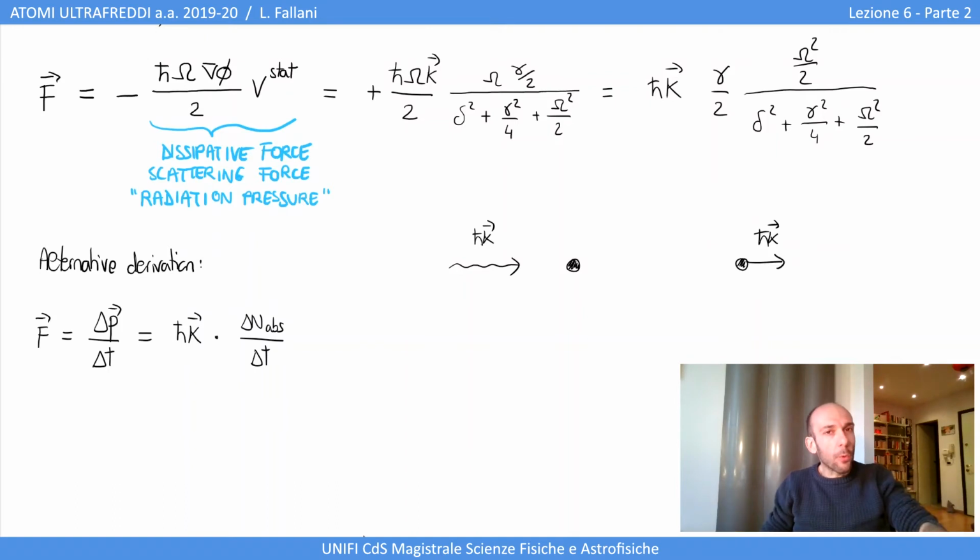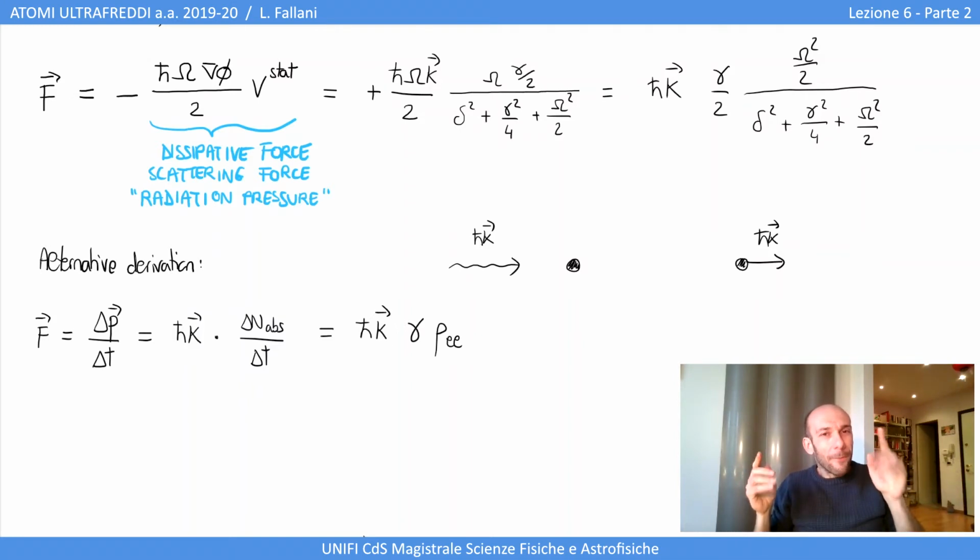So how can we write this last expression? This last quantity can be written in the following way. That might seem counterintuitive, but let me first write it and then I will try to convince you that this is the right way to express it. So this delta n abs divided by delta t can be written as gamma, that is the probability of spontaneous emission per unit of time, times rho EE. Rho EE is the population of the excited state.